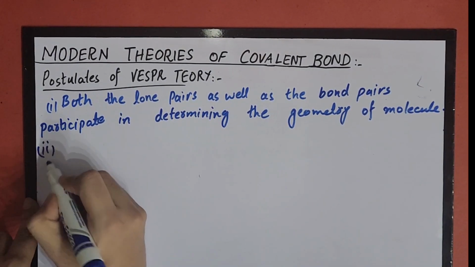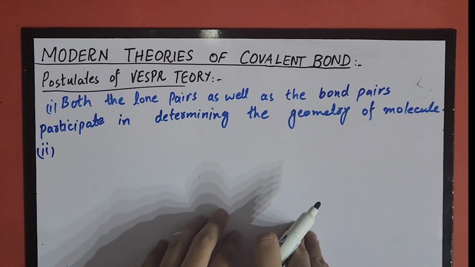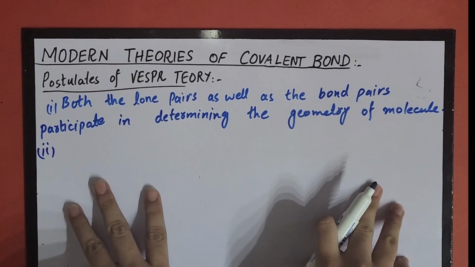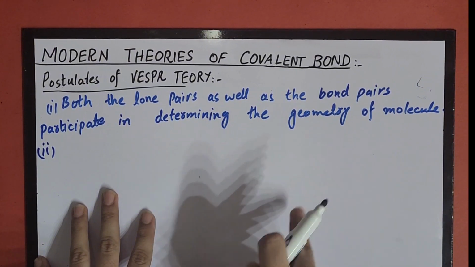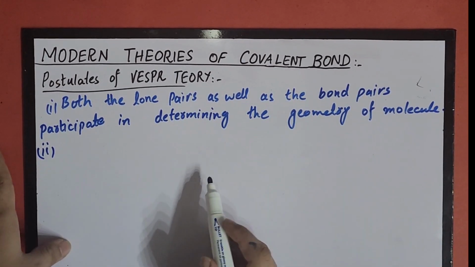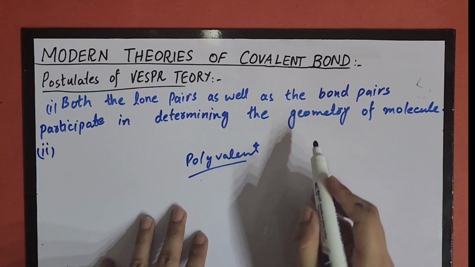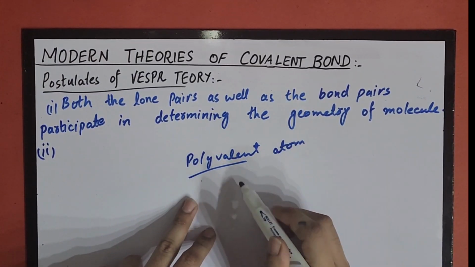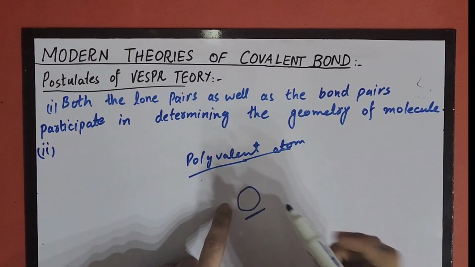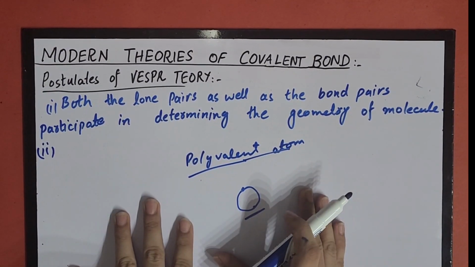Alright, so what could be the second postulate of this VSEPR theory? Arrangement of electron pairs in a polyvalent atom. This is a basic question: in which arrangement are the lone pair and bond pairs arranged? The electron pairs are arranged around the central polyvalent atom so as to remain at the maximum distance apart to avoid the repulsion. If it is a polyvalent atom, the lone pairs and bond pairs are present in the central atom's valence shell, keeping the maximum distance from each other.